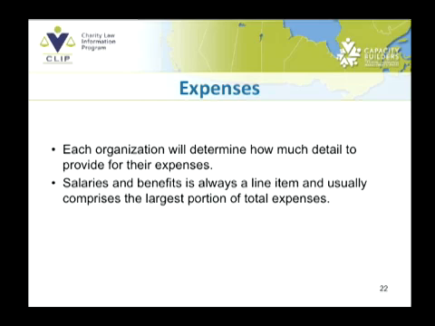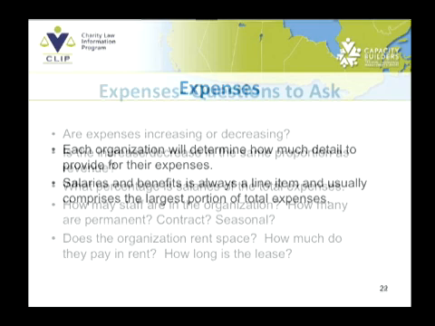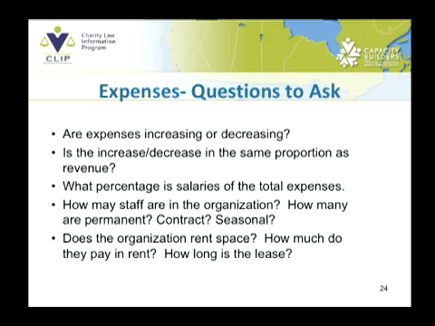The expenses, as I said, the organization determines how much detail. Salaries and benefits is usually the largest portion of the total expenses, very often 60% or more. Things that I would ask for: overall, are things going up or down? If you look at the percentage that things are increasing or decreasing, so if your revenue is increasing 5%, how much are your expenses increasing? Are they increasing 5%? If they're increasing by 7%, you have a problem.